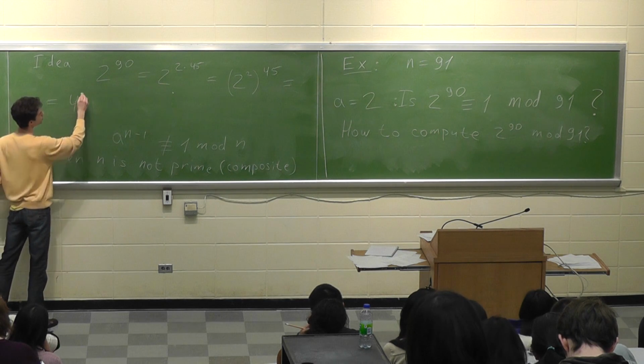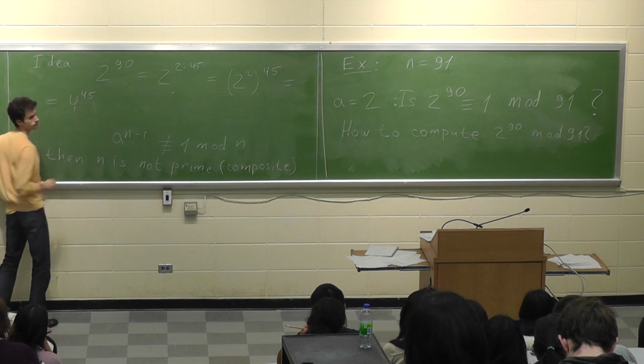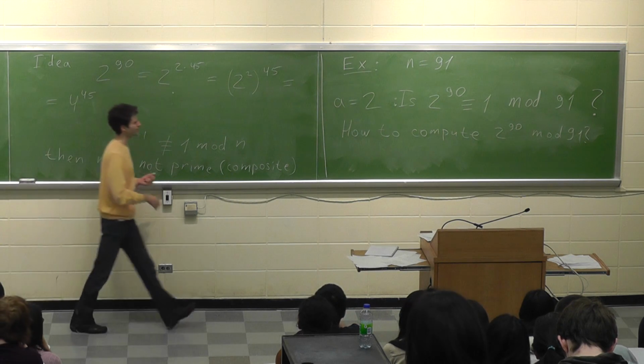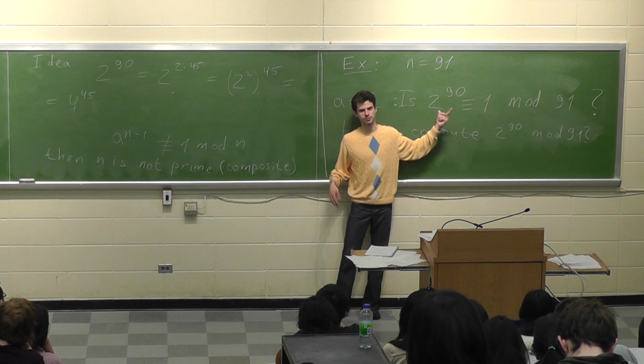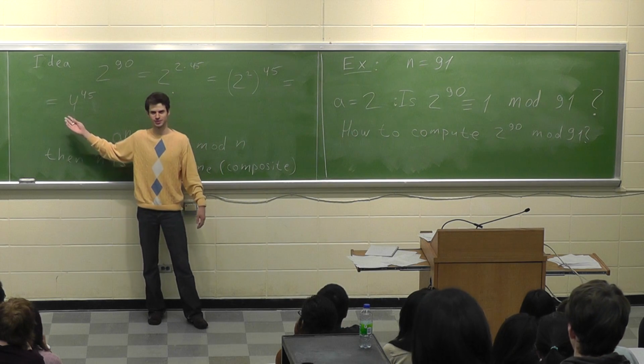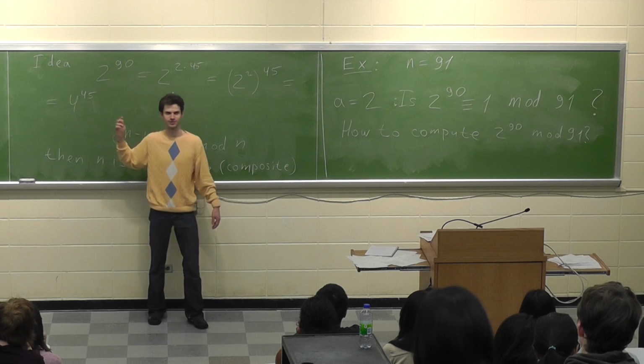Well, that's the same as 4 to the power 45. Okay, so if initially in the naive way I have to multiply 2 by itself 90 times, now I have a simpler task: multiply 4 by itself 45 times.